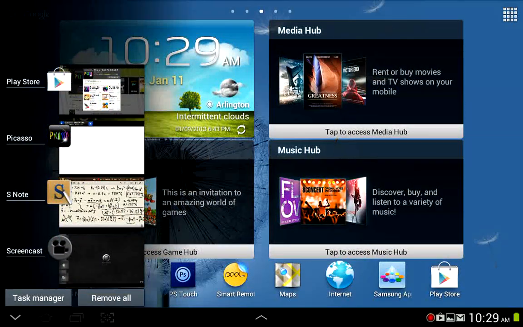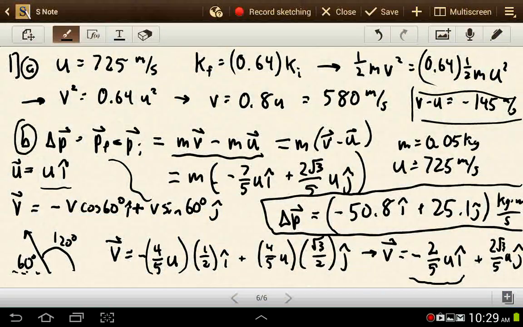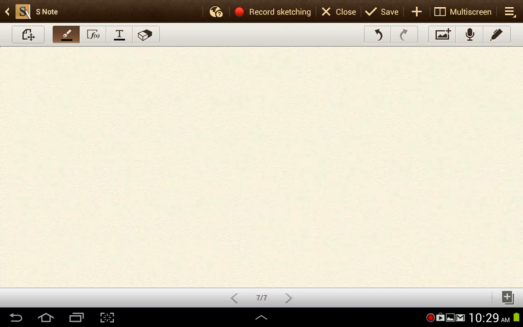Okay, now let's move on to part C, and I need a page for that. So for part C, we've got these bullets in the tank, and each bullet's change of momentum is what we found last time.